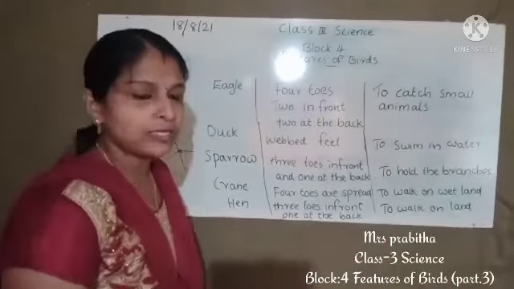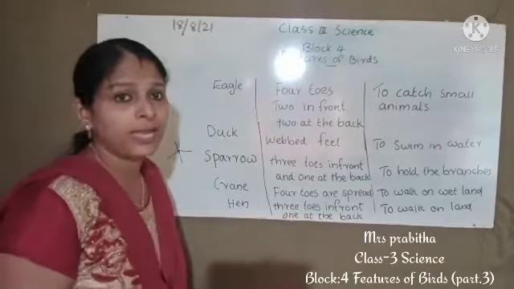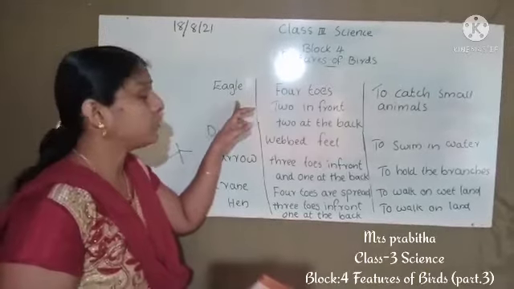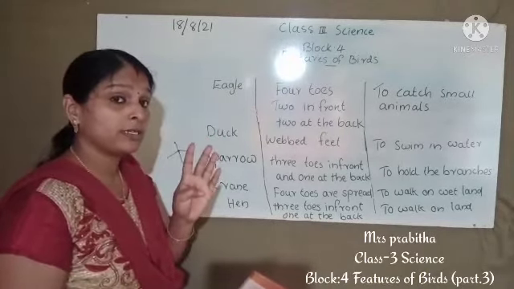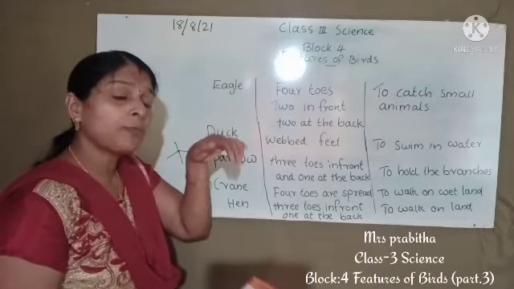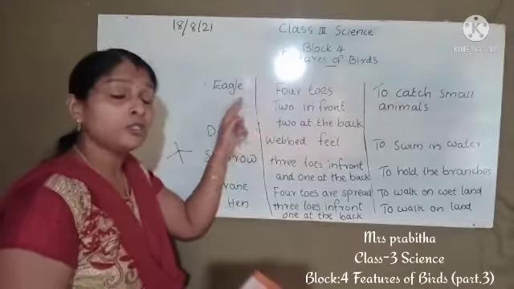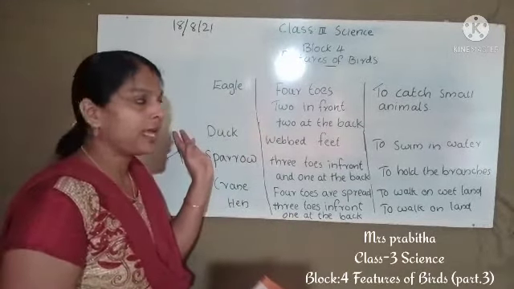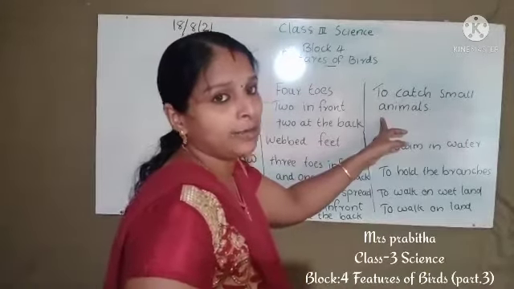Okay, so now we studied the feet of different birds. First we studied the feet of eagle. How is the feet of eagle? Eagle has 4 toes. On the 4 toes sharp claws will be there. Then how is it arranged? 2 toes are in front and 2 at the back. This kind of feet help the bird to catch small animals.